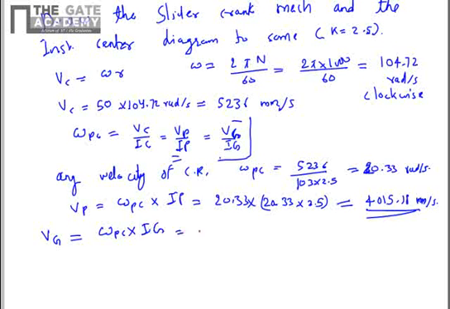IG, if you measure from this diagram, it will be around 89. Omega PC is 20.33 into 89 into scale factor of 2.5 for the diagram. So this will come around 4523.43 millimeter per second. We will take another example in topic of velocity diagram.